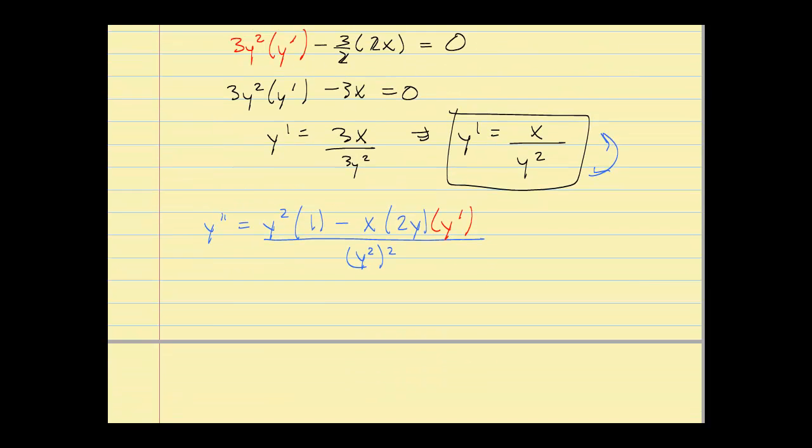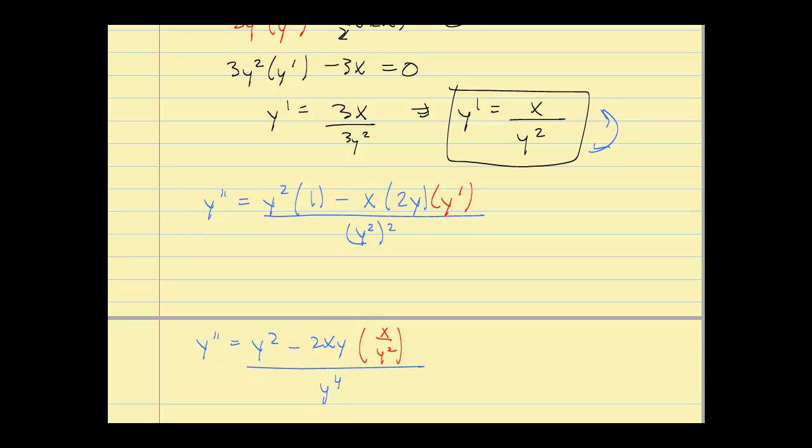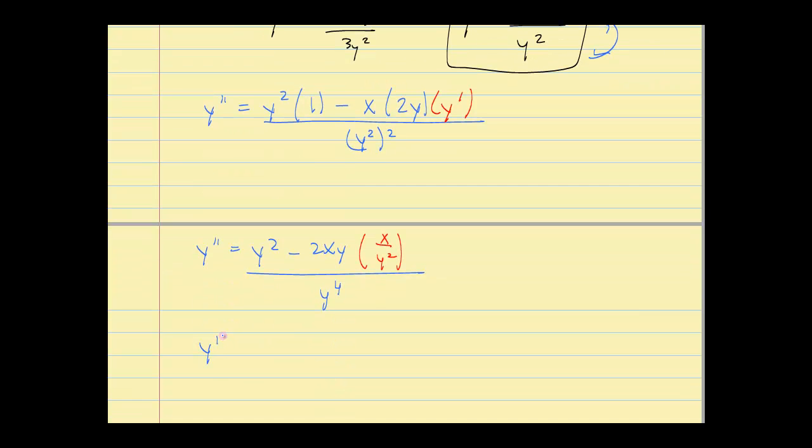Now in simplifying this, I'm actually going to use my first derivative to simplify. So let's rewrite. y squared minus 2xy, but what was y prime? Well, y prime was x over y squared, so let's plug that in. And this is all over y to the 4th. Of course, we'd never leave it like that. We'd want to simplify. So we have y squared minus 2x squared over y. This y cancels, leaving one y down here, all over y to the 4th.